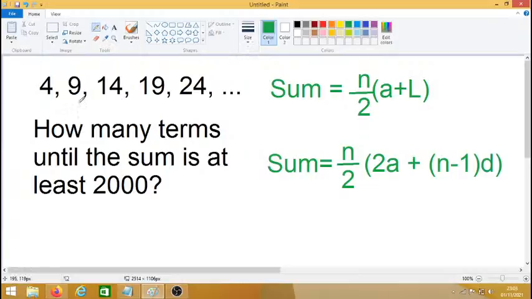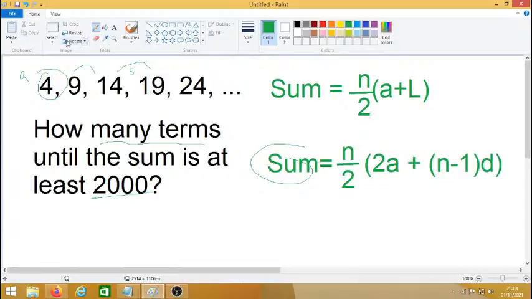So let's take a look at what we've got here. We've got the a, which is the first number. We've got the d, which is the difference between the pairs. So that's plus 5. And what else do we have? We don't have the last number. We don't have the n, the number of numbers, because that's the question. That's what we're supposed to find out. We do have the sum. We know the sum is going to be at least 2000. So we want the formula to be at least 2000.